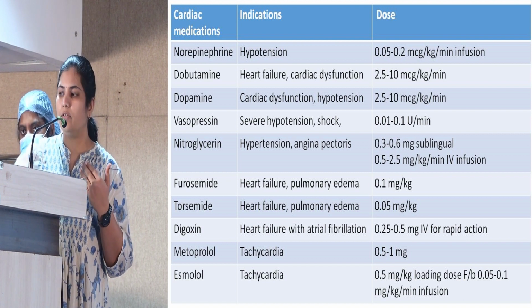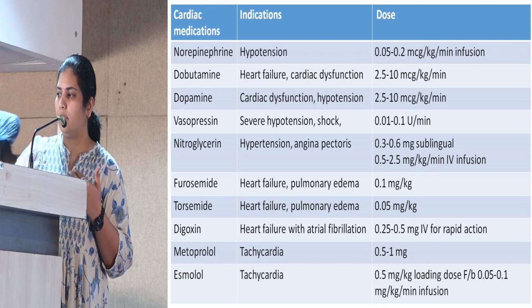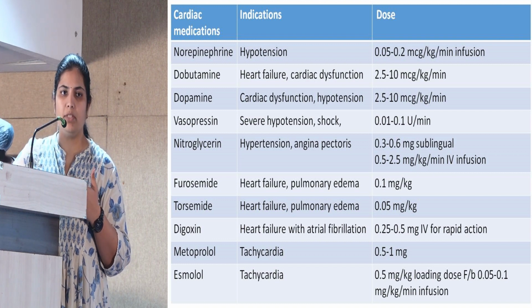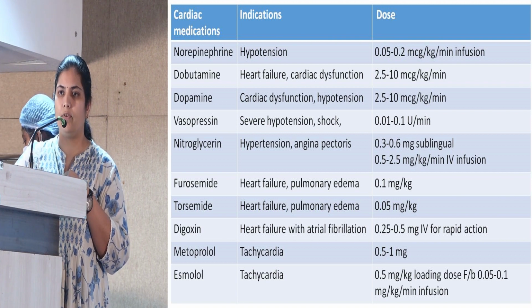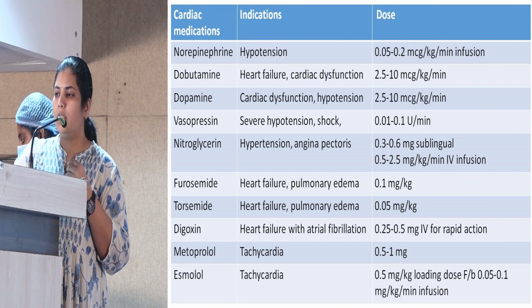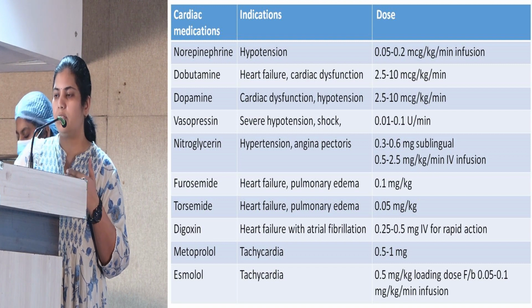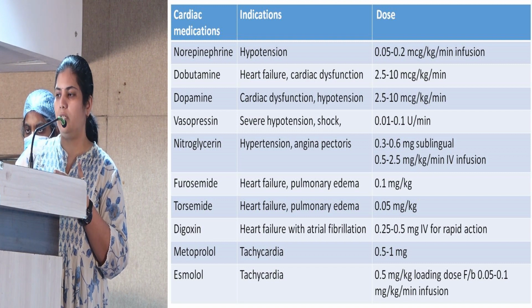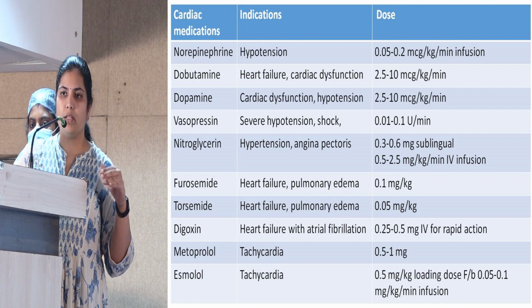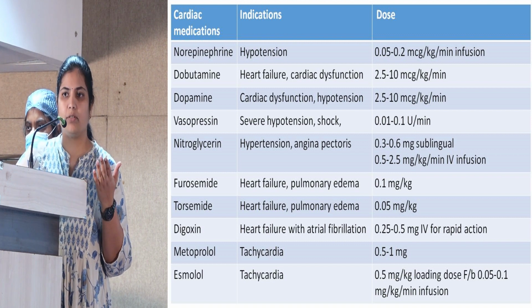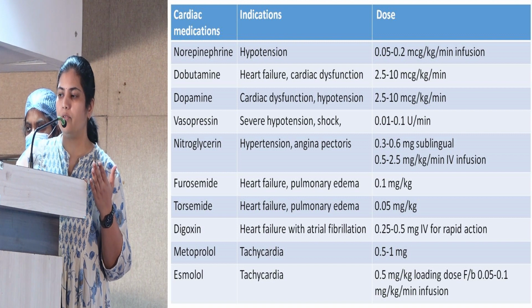Or sublingual GTN. This is available in 0.3 to 0.6 mg. Whenever there is angina, whenever there is myocardial infarction and ST elevations, along with aspirin, sublingual GTN, that is nitroglycerin, can be given. Otherwise, in other patients, when there is severe hypertension, BP above 170, we can use nitroglycerin.